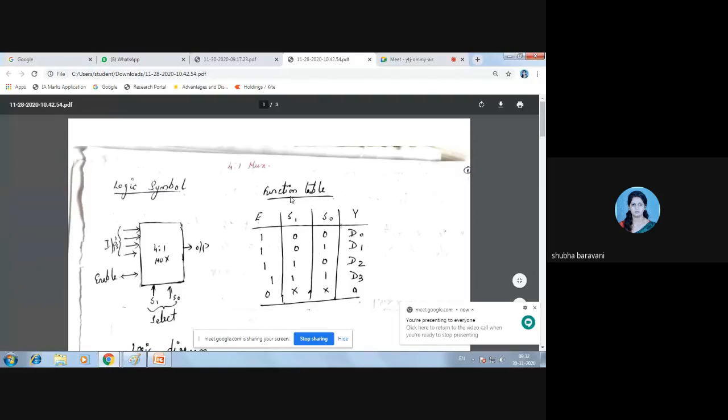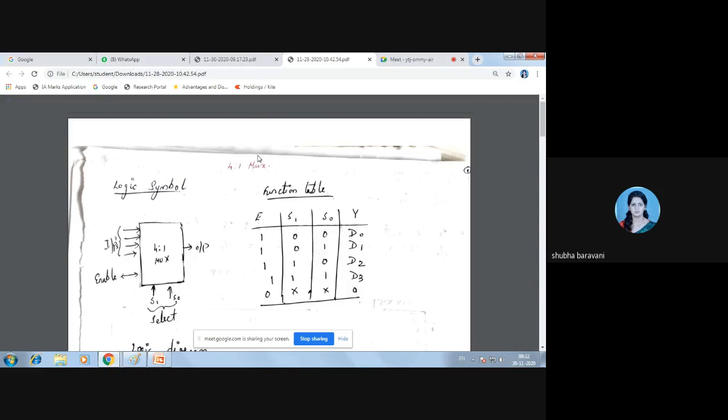Yes, ma'am. Okay. Right. So last class, we had started with the multiplexer, right? 2:1 mux we had done. Now today we'll go for the next one, which is 4:1 mux. Okay. So 4:1 mux is a multiplexer which takes four input lines, right, and gives you one output, right?